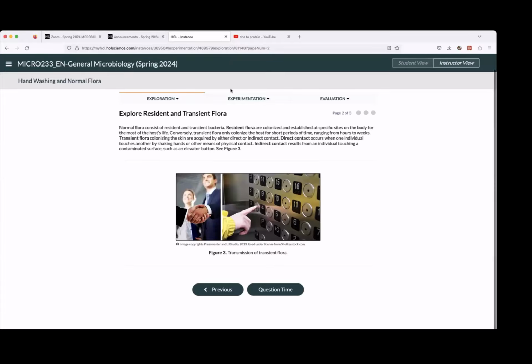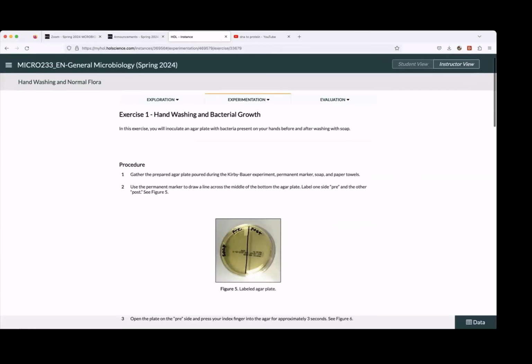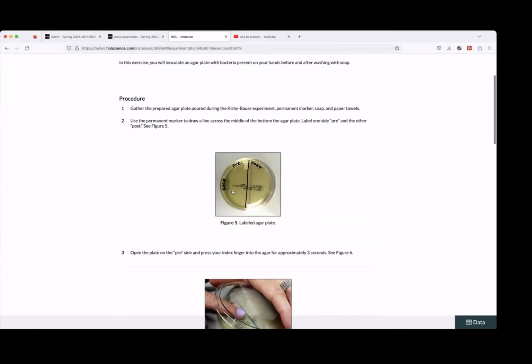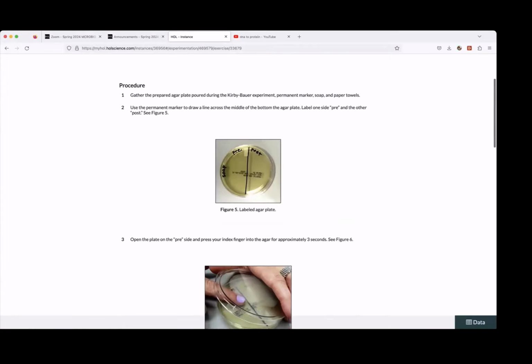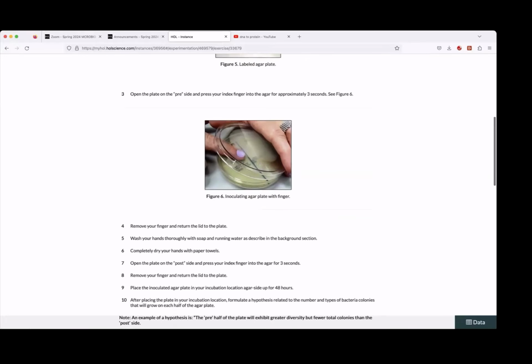And what they want us to do in this experiment is hand washing. So you can see you have this agar plate. You can label it on one side unwashed and the other side washed, or you can say before soap and after soap, meaning after washing with soap. You can use your thumb, you can use any finger. If you want to stick to what they say, it's fine, but you guys can use any finger of your hand before and after. Make sure that here they say to completely dry your hands with paper towels.